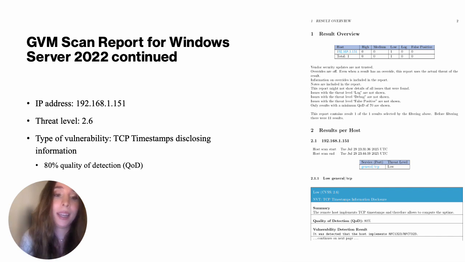Again, this shouldn't be ignored, because it is disclosing information that can be utilized in a malicious manner by attackers. And it says here that an 80% quality of detection was found as well.